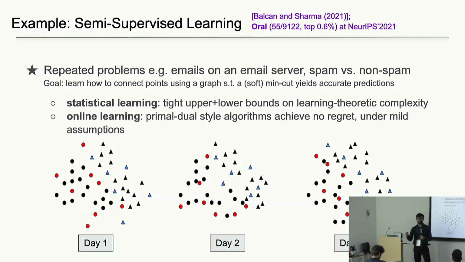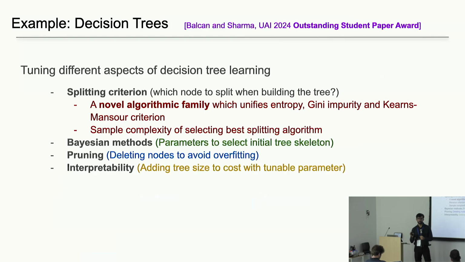Online learning is when you don't assume anything about the sequence. There can be an adversarial sequence of problems, and you still want to give some learning guarantees. I won't go into too much detail here, but that's one example where we could tune hyperparameters using these techniques. Another example is decision trees.